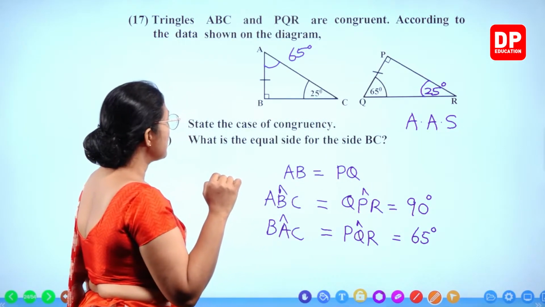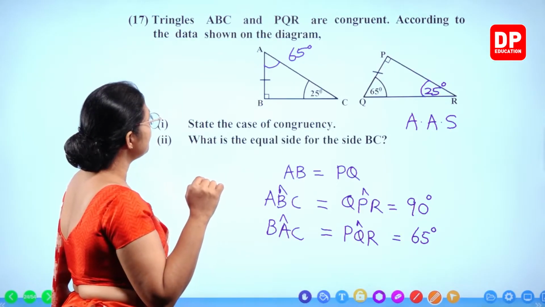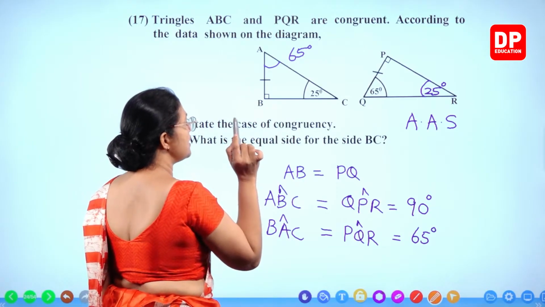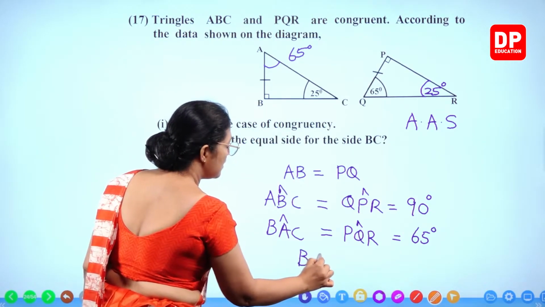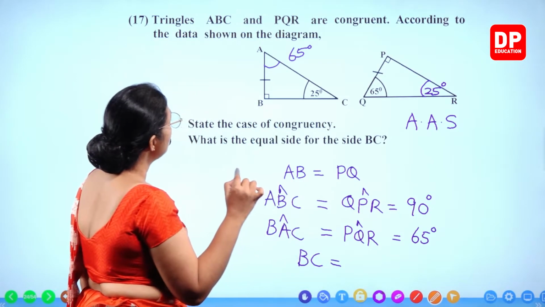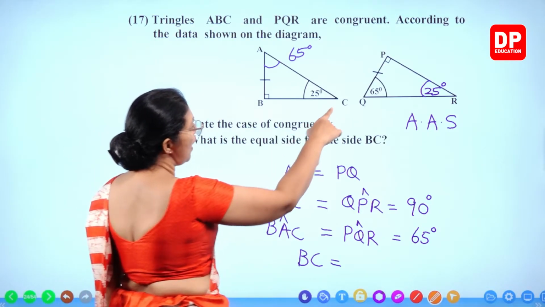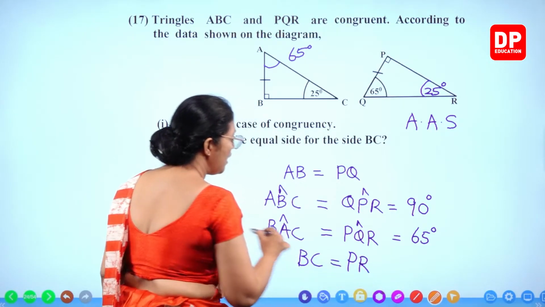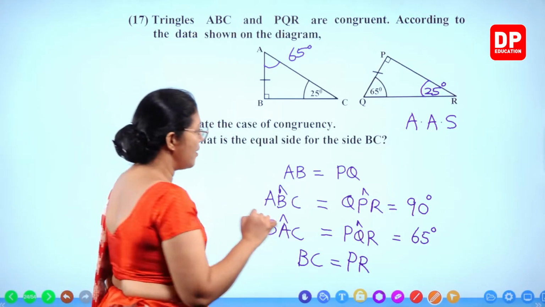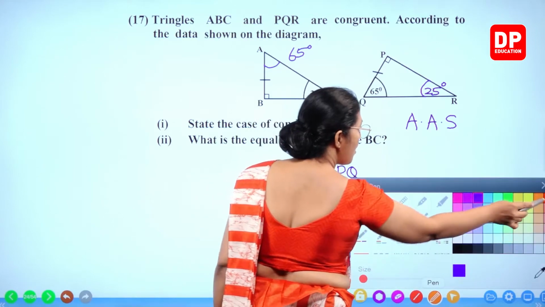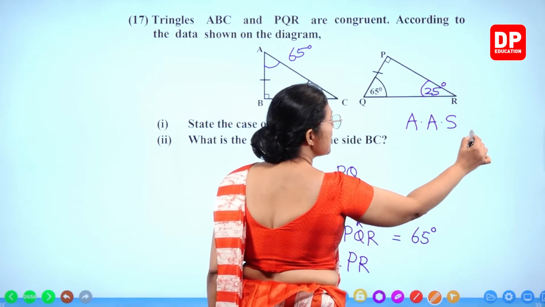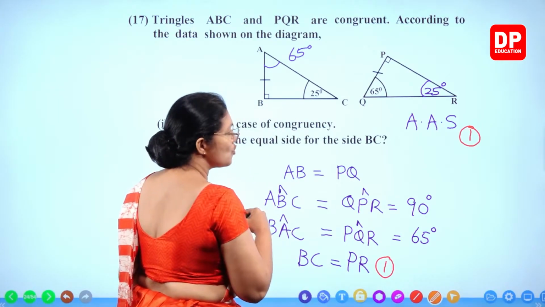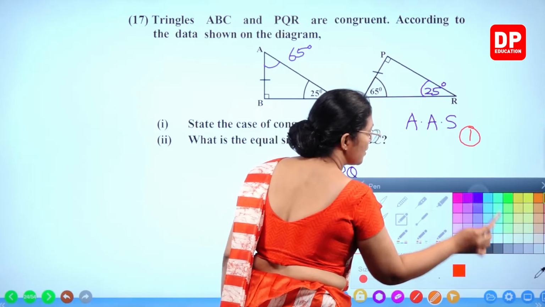What is the equal side for the side BC? BC is opposite to 65 degrees. So what is the corresponding length? Opposite to 65, that's PR. So BC should be equal to PR. So you will get 1 mark for the case and 1 mark for writing this answer. So 2 marks for the whole question.